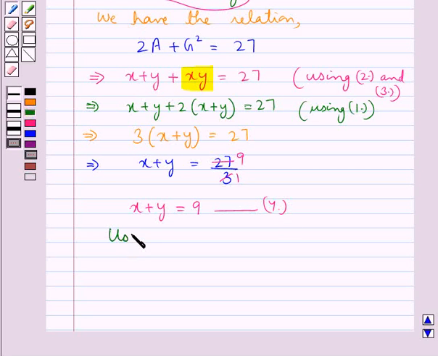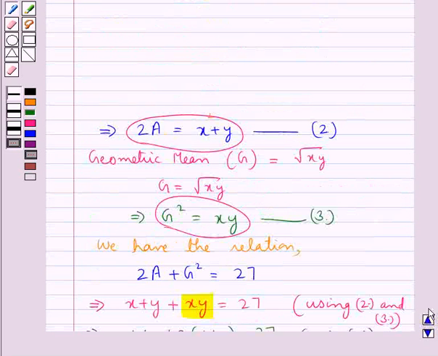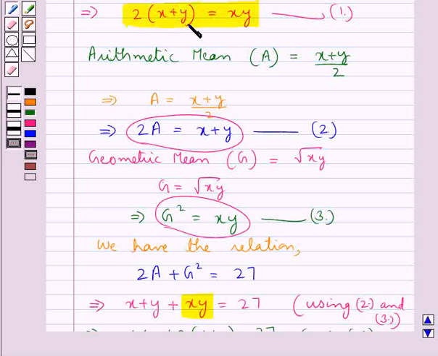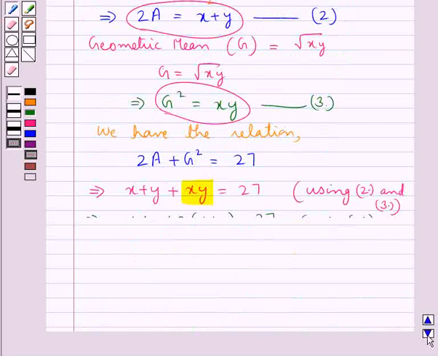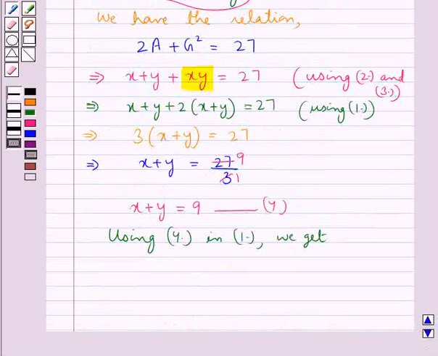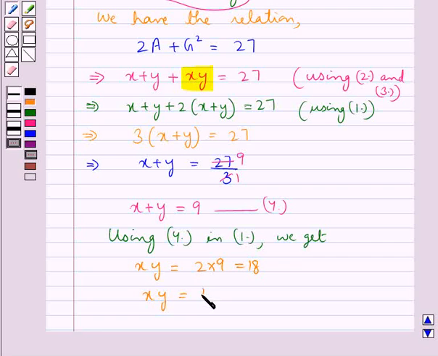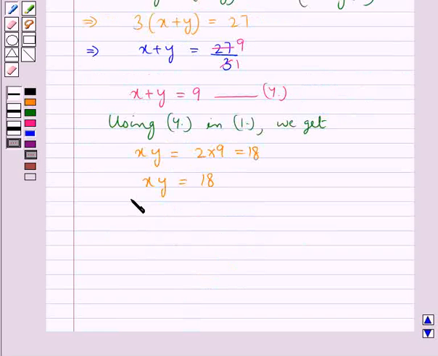Now, using this result 4, that is x plus y equal to 9, in result 1, which is 2 into (x plus y) is equal to xy, we get xy is equal to 2 into 9, which is 18, that is xy is equal to 18. And from here we get y is equal to 18 upon x. Let this be result 5.